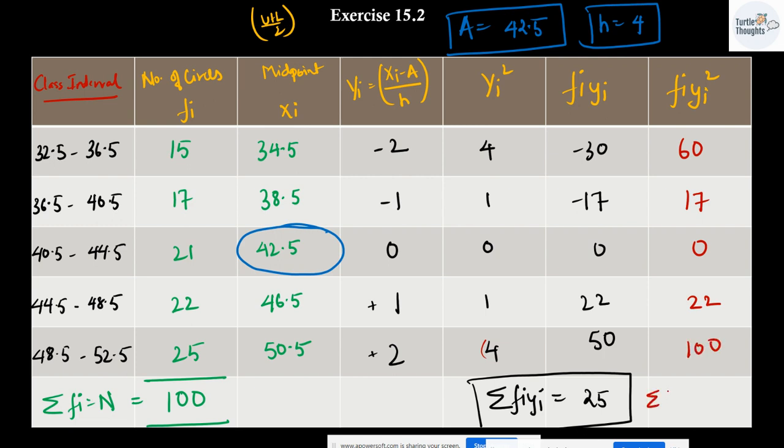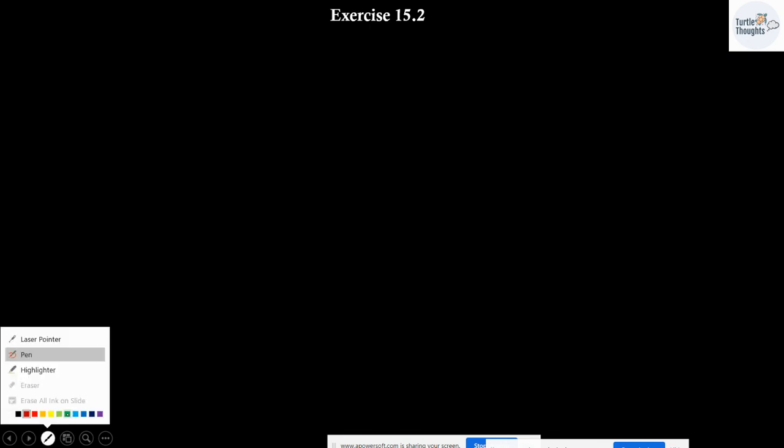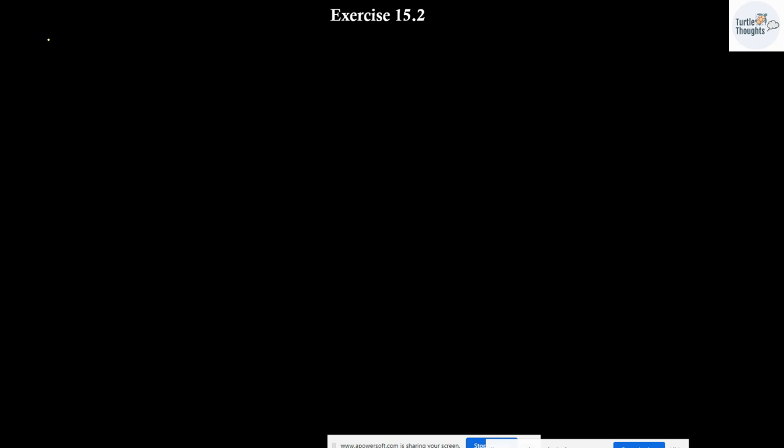Here I can write the value of summation of FiYi whole square as, when I add all of them, 100, 182 plus 17 is going to be 199, 189 plus 10, 199. Now I can find out the value of mean, variance and standard deviation. Let me do that one by one. I will be writing the value of mean over here.